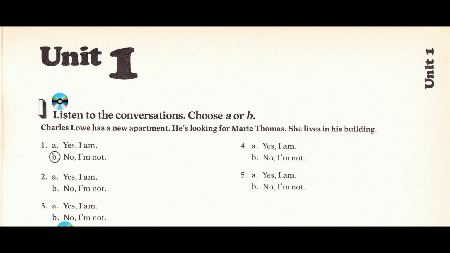1. Excuse me, are you Marie Thomas? No, I'm not. 2. Excuse me, are you Charles Lowe? No, I'm not. Sorry. 3. Hello, are you Marie Thomas? Yes, I am. I'm Charles Lowe. 4. Hi, are you my new neighbor? Yes, I am. I live upstairs. Nice to meet you. 5. Excuse me, are you Charles Lowe? Yes, I am. Sign here, please.